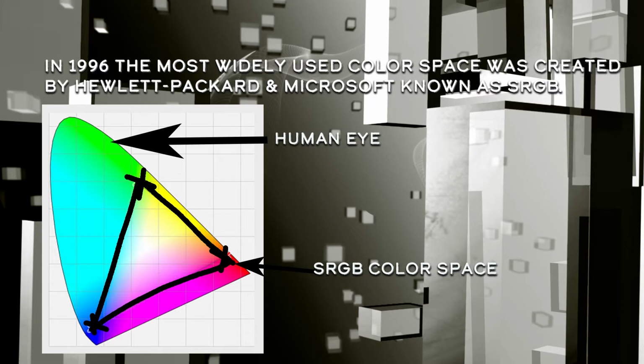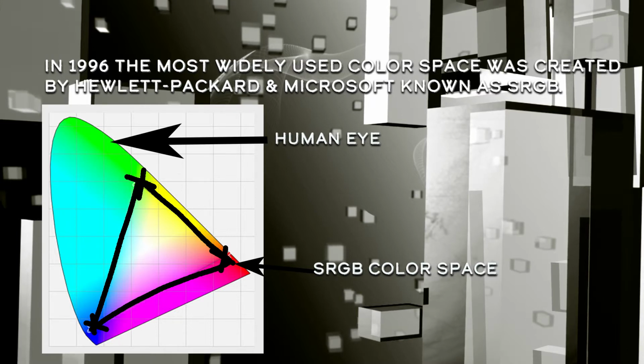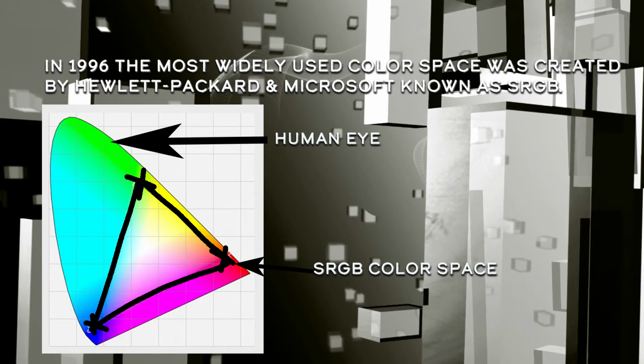The human eye can see the full range of colors in the graph below. The sRGB color space can only be seen within the triangle outlined.